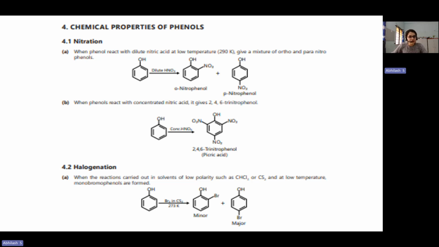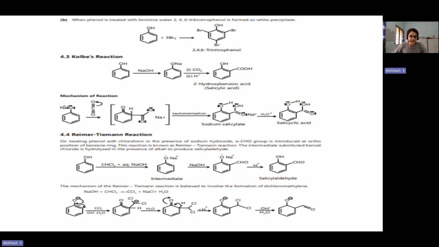Let's discuss the halogenation of phenols. When phenol is halogenated in the presence of Br2 in CS2 at 273 Kelvin, it leads to the formation of ortho phenol and para phenol, as I said before in the nitration. And there is another method also.